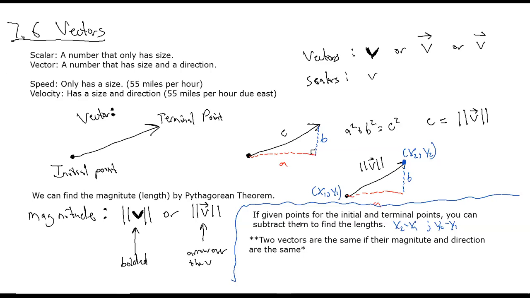Now, if they're pointing in the same direction, that means that the angle formed if you made a little right triangle would be identical. So in other words, their lengths and angles have to match. It doesn't matter where they start and where they end, as long as the lengths are the same and the angles are the same.